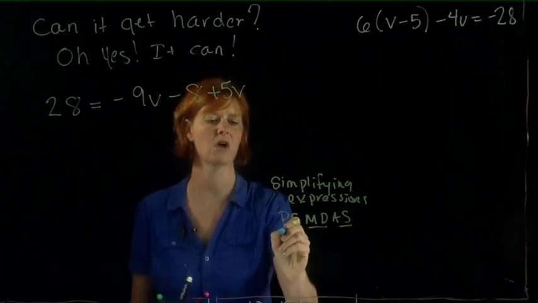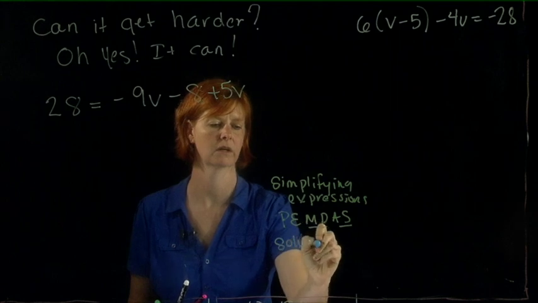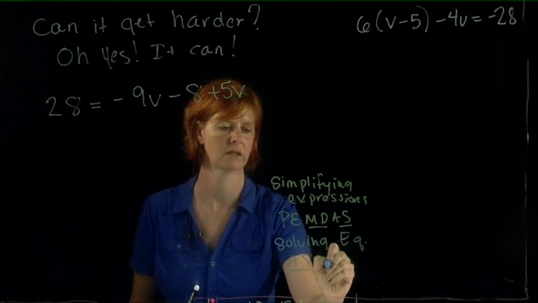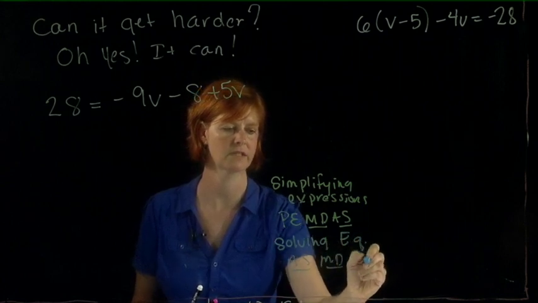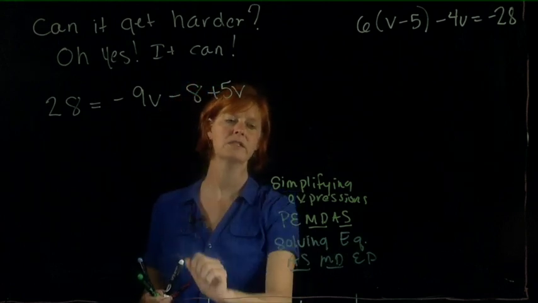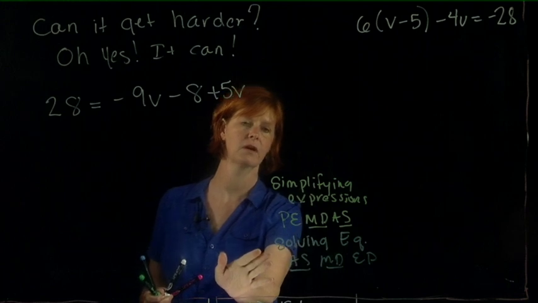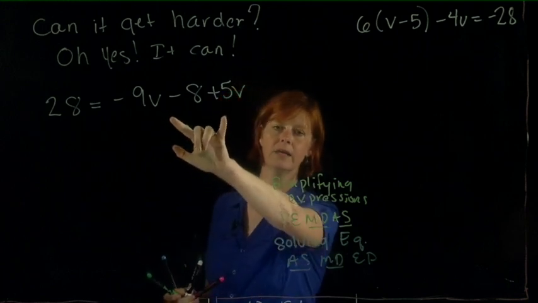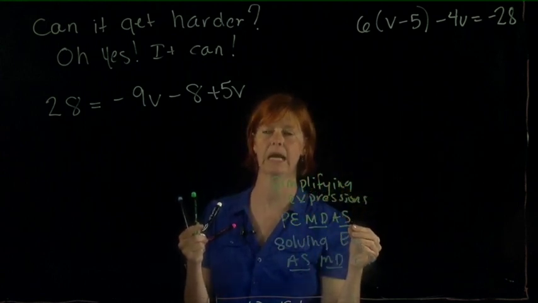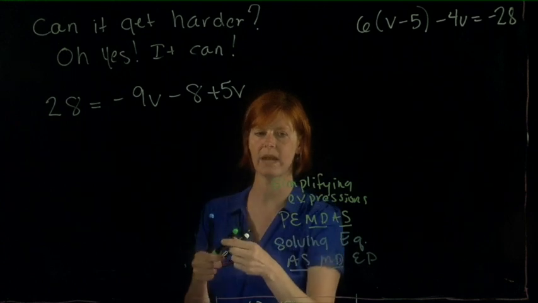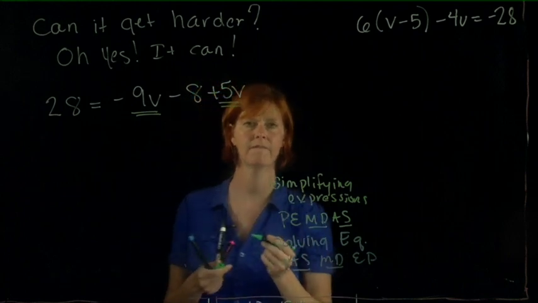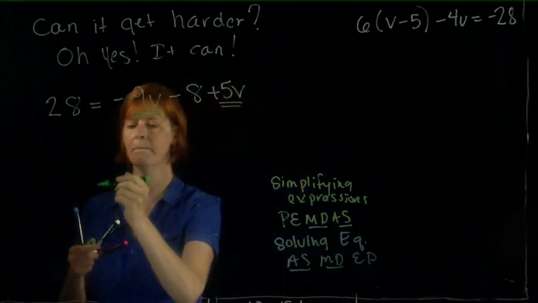But then we also had solving equations, where we did this in reverse. Exponents, parentheses. Now this problem has to use both of these concepts. On the right-hand side, we first have to simplify it. I want all the like terms combined. So just on this right side, I have a negative 9v and a positive 5v. What I'm going to do is combine those.